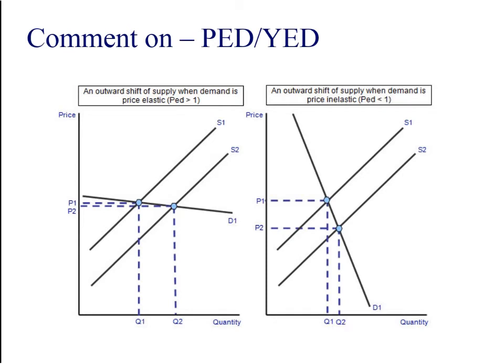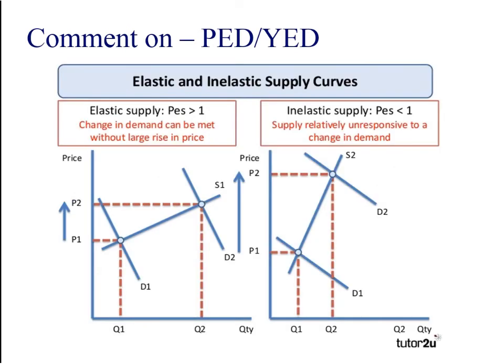Okay, this is relevant to this question. These diagrams are not relevant to this question, but just to give you an indication of the type of things that you can talk about. I think this slide's meant to say PD/PES. So we've got elastic supply, so we've got a change in demand, and we've got a relatively larger increase in the equilibrium quantity than the increase in the price here.